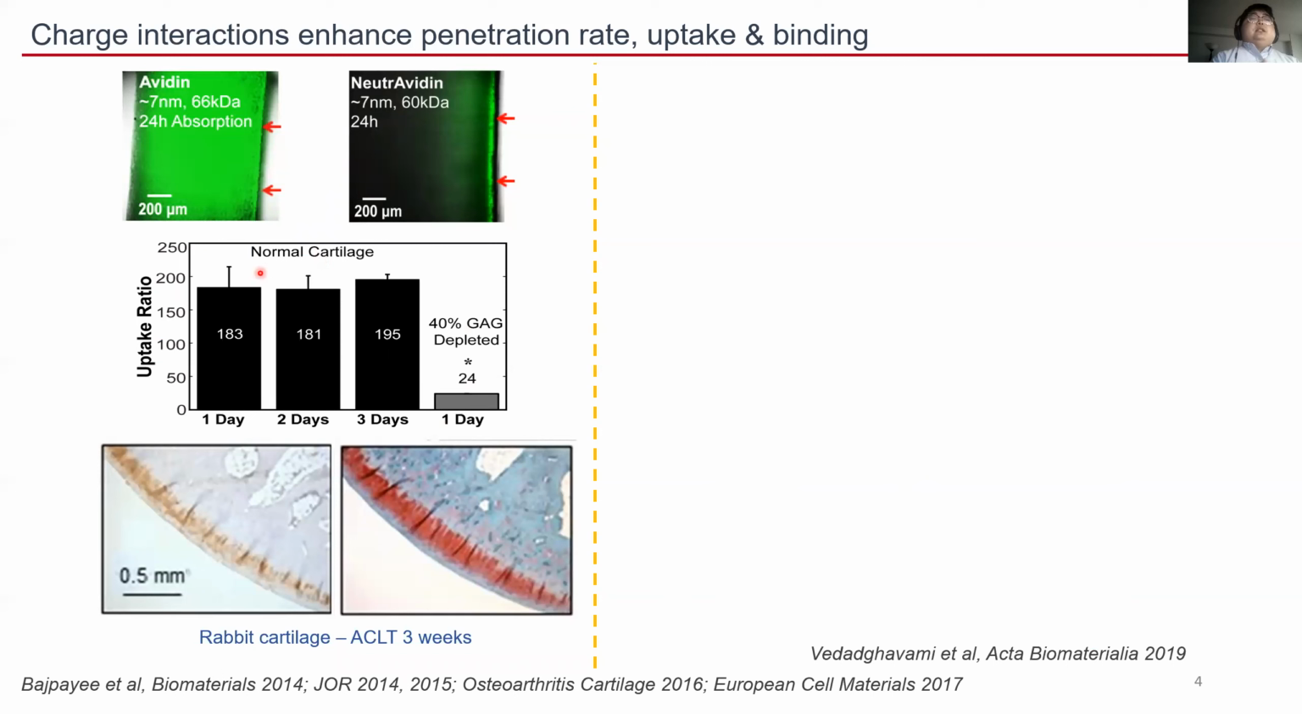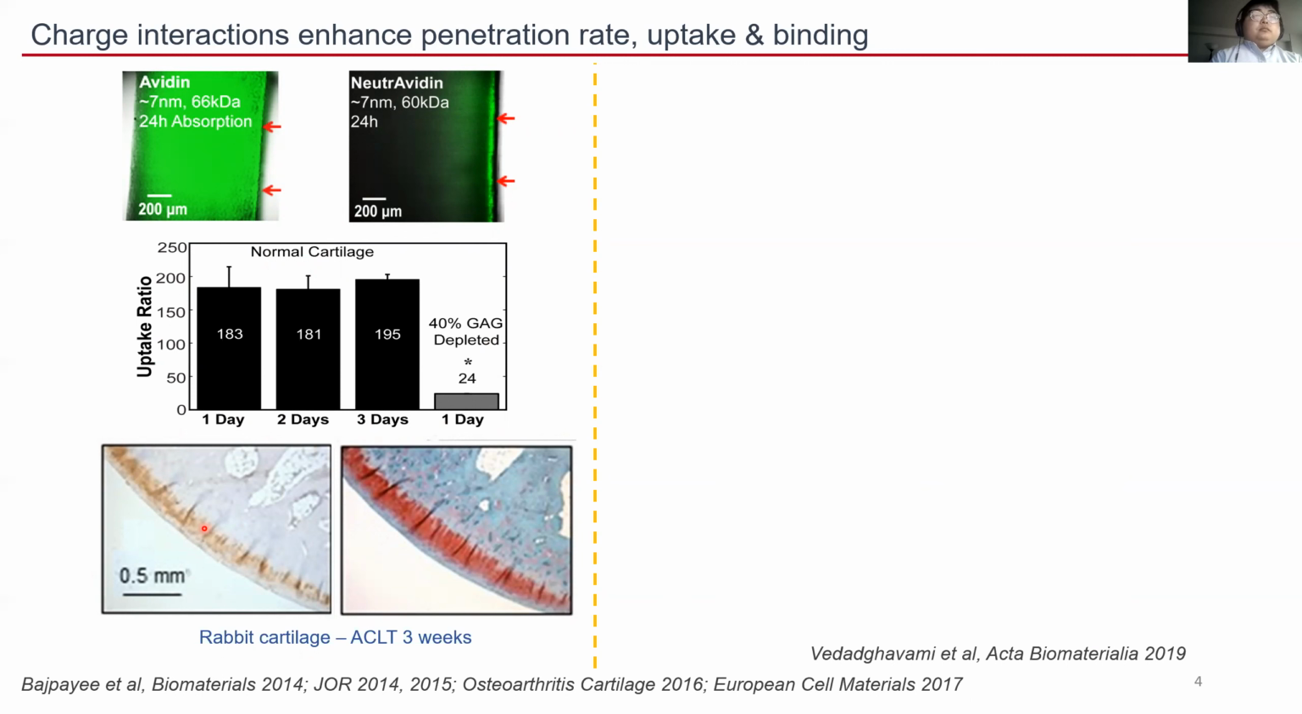Avidin penetrates through the full thickness of the cartilage, resulting in about 400 times higher uptake ratio than the neutral counterpart. In an animal study, avidin was found to be present in the full thickness of cartilage even after 3 weeks following its administration into the knee joints of the rabbit post-traumatic OA model, which makes avidin a very promising drug carrier.